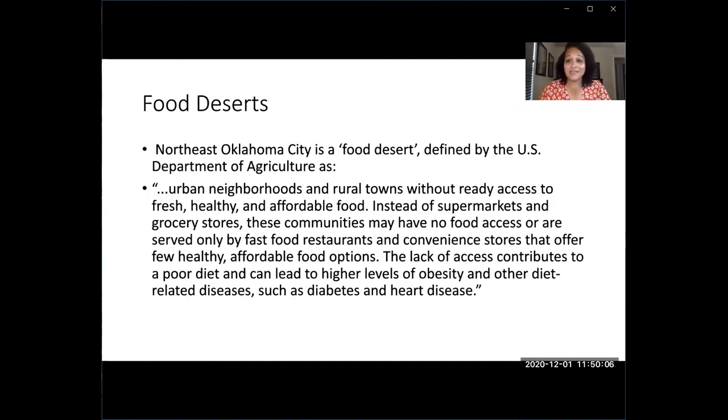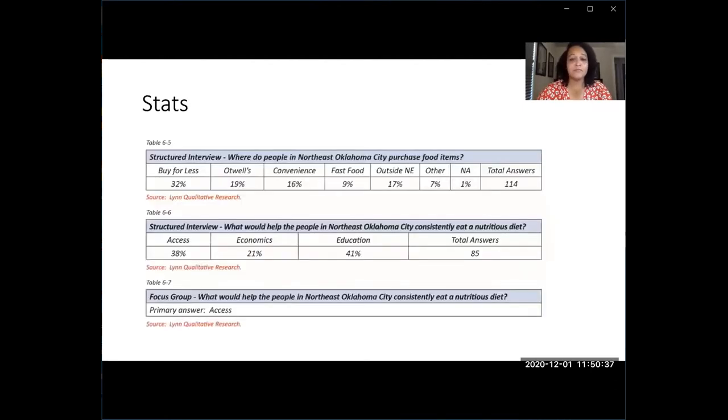Again, it is considered a food desert currently, and a food desert is defined here. We're talking about places where communities don't have access to fresh, healthy, and affordable food. That might look like a convenience store, or maybe one market, but there's just not readily available healthy and fresh affordable foods in those communities. And we care about these things because it really is a public health issue. There can be a lot of challenges when communities don't have access to healthy, fresh, and affordable food.